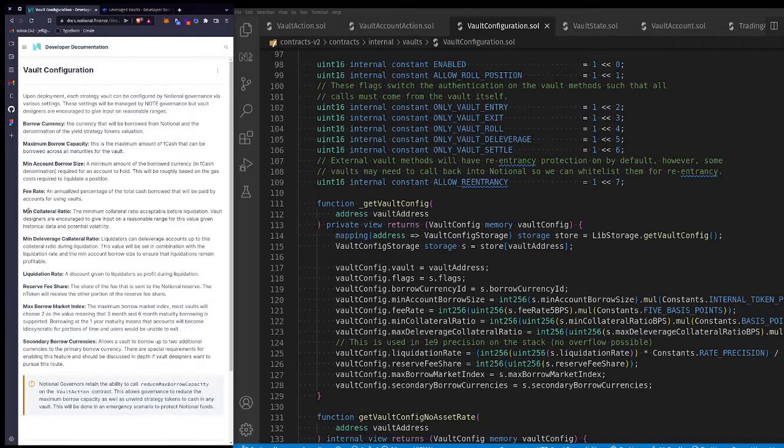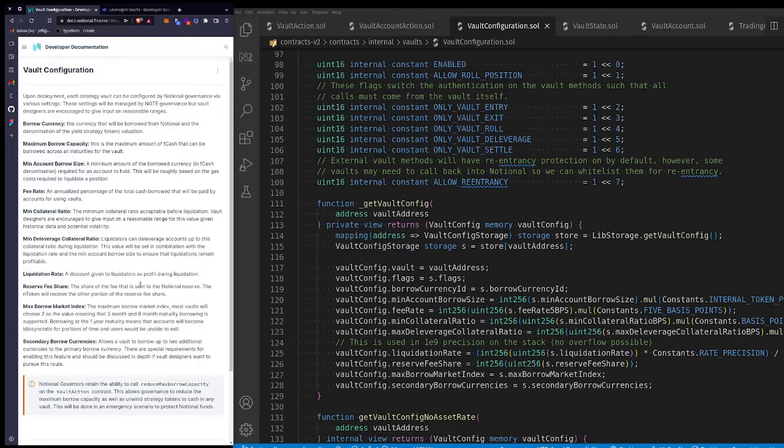Now, vaults will also have a minimum collateral ratio that defines the liquidation threshold. So the lower an account's collateral ratio is, the closer it is to liquidation. There will be a minimum deleveraged collateral ratio. This is the collateral ratio that liquidators will liquidate an account to. So this defines the amount of assets that liquidators can purchase during liquidation.